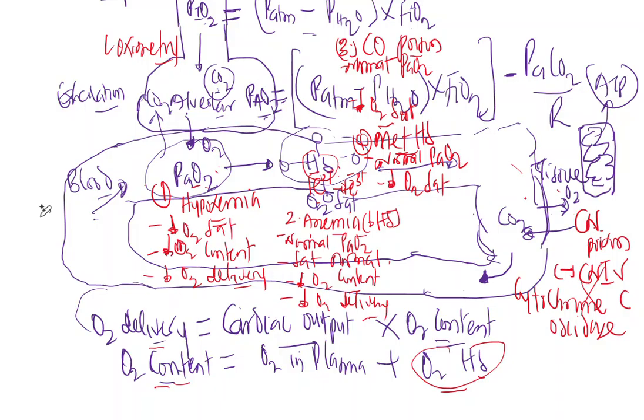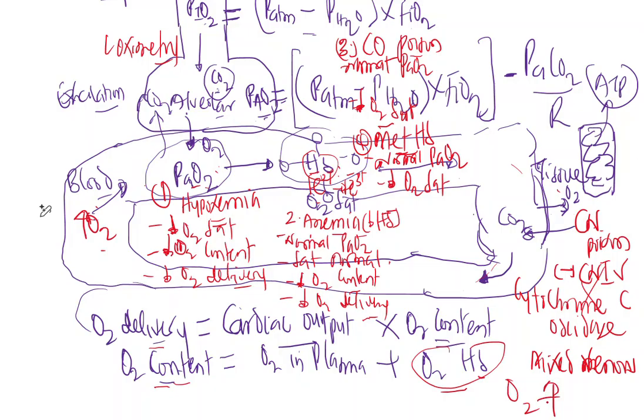But the problem is that the tissue is not using the oxygen. As a result, by the time the blood moves to the venous side, it's still going to have a lot of oxygen in the vein. So with cyanide poison, when you look at the mixed venous oxygen, it is going to be what? It is going to be high, right?